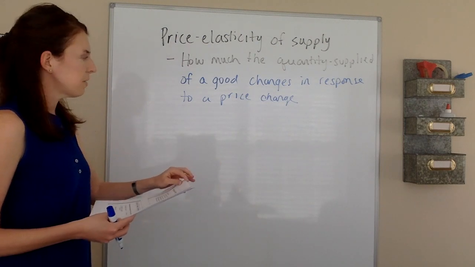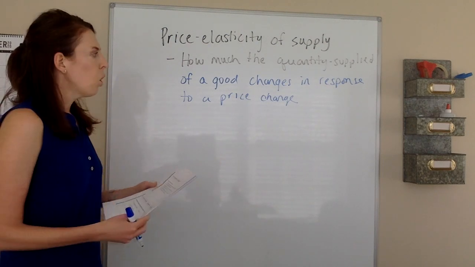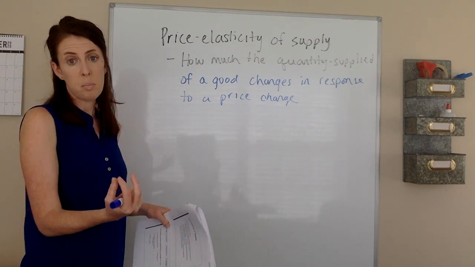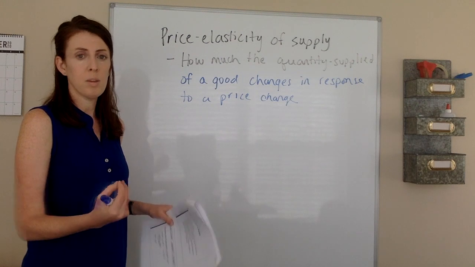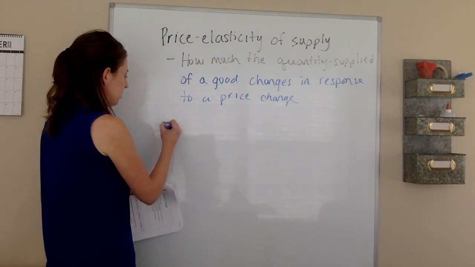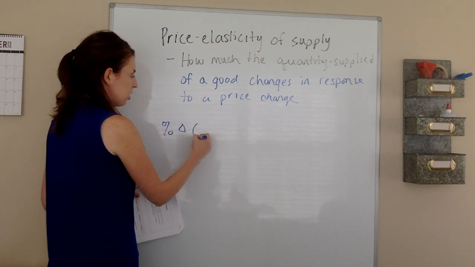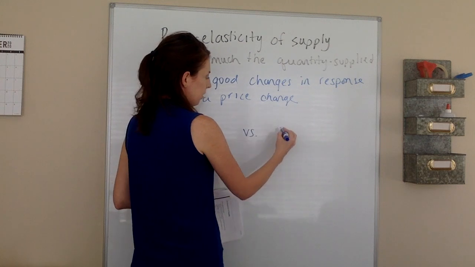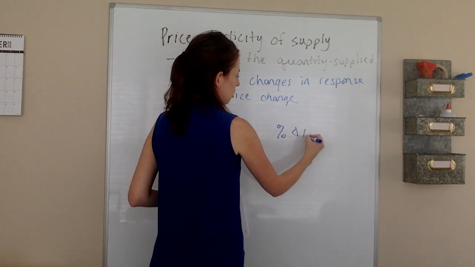Okay, so we're going to have a similar strategy for quantifying this. What we're going to do is compare two numbers in the same way that we did when we were thinking about the price elasticity of demand. And what we're going to compare now is the percent change in the quantity supplied relative to the percent change in the price.